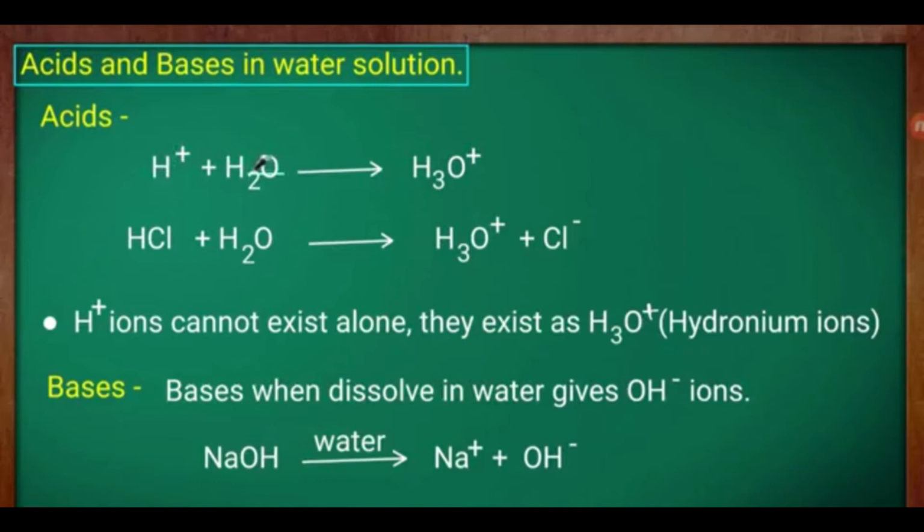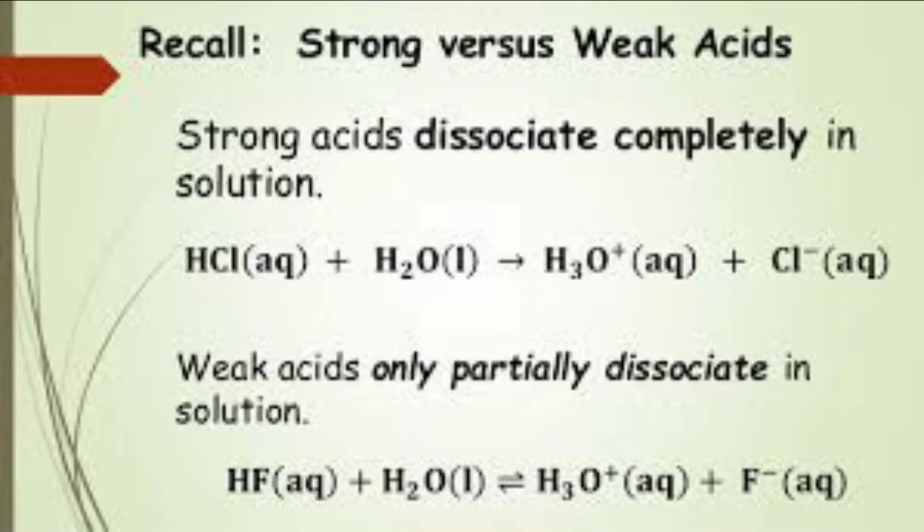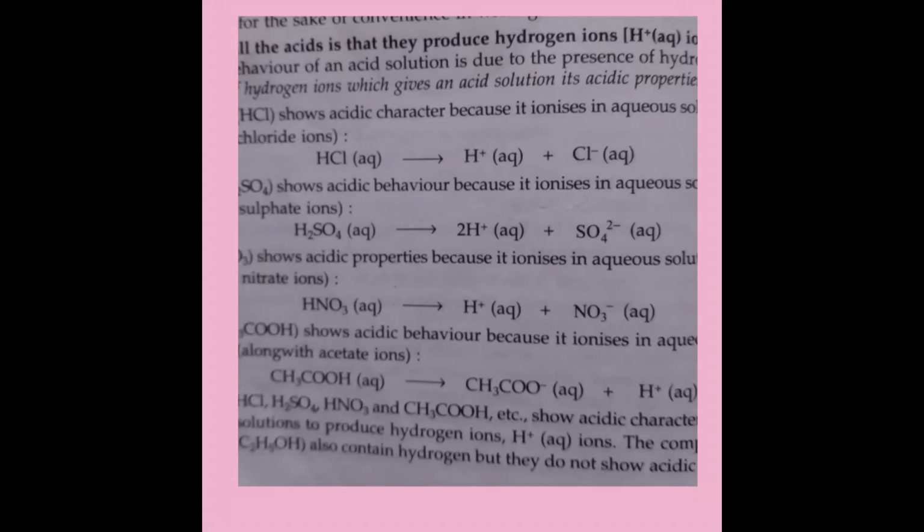So let us see a few common examples of how acids dissociate. Hydrochloric acid dissociates into H+ ions and Cl- ions. Aq means aqueous, that is, present in the form of a solution in water. In water, sulfuric acid shows acidic behavior because it ionizes in aqueous solution to give hydrogen ions and sulfate ions. H2SO4 gives rise to 2H+ and SO4 2-, which is called the sulfate ion.